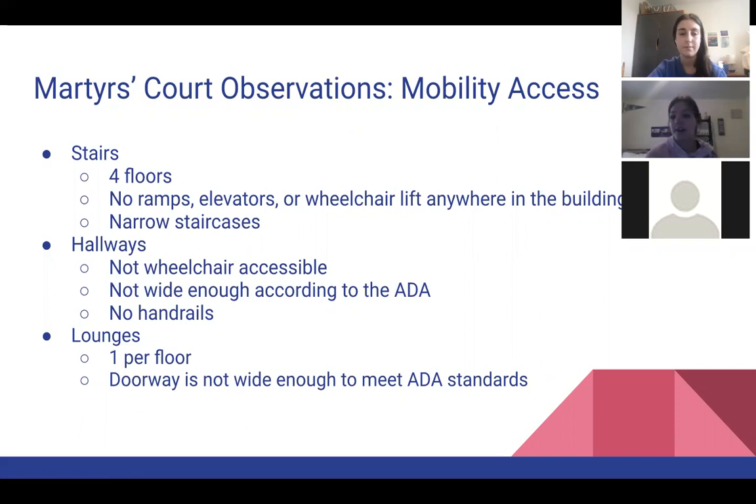Regarding the hallways, they are not wheelchair accessible, and they're not wide enough according to accessibility standards put forward by the ADA. And there's also no handrails on them. And then the lounges, there's 1 lounge per floor, and the doorway of each of these lounges is not wide enough to meet ADA standards. So again, the building is just not accessible.